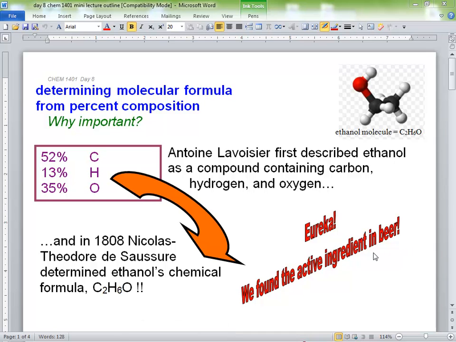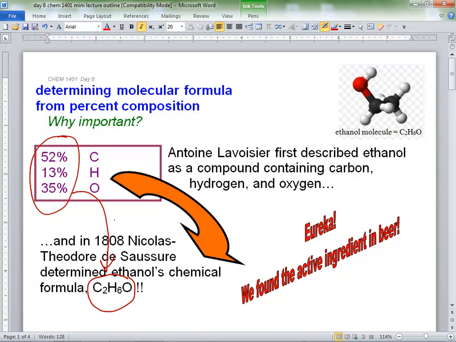So what we are working on today is determining the molecular formula from percent composition. Percent composition looks like this. Molecular formula is something like this. So that's the goal: to go from percent composition to molecular formula. And this so happens to be ethanol, the active ingredient in beer.